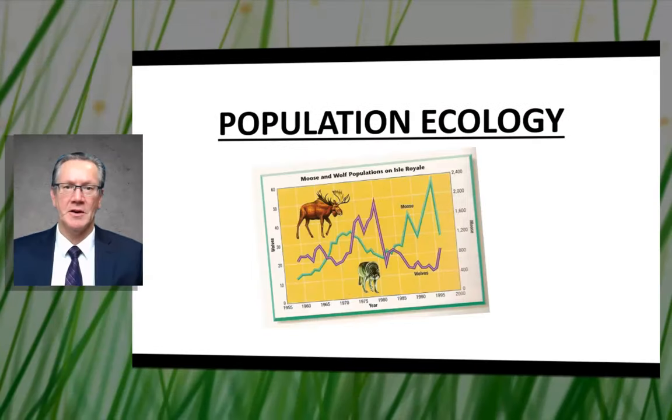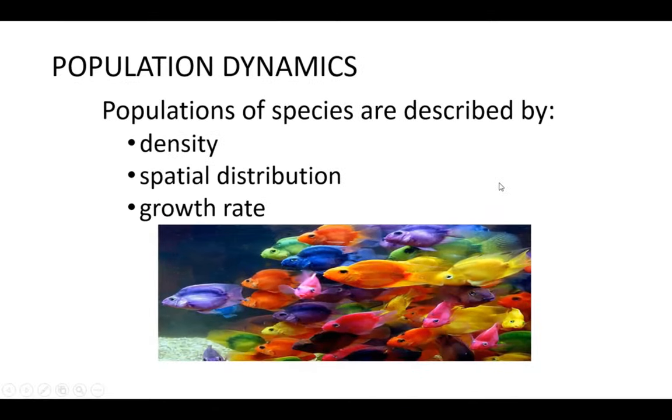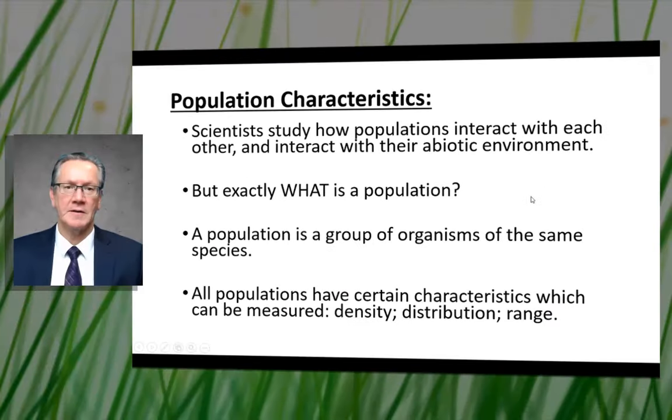Population ecology. Population dynamics. Populations of species are described by density, spatial distribution, growth rate. Population characteristics. Scientists study how populations interact with each other and interact with their abiotic environment.